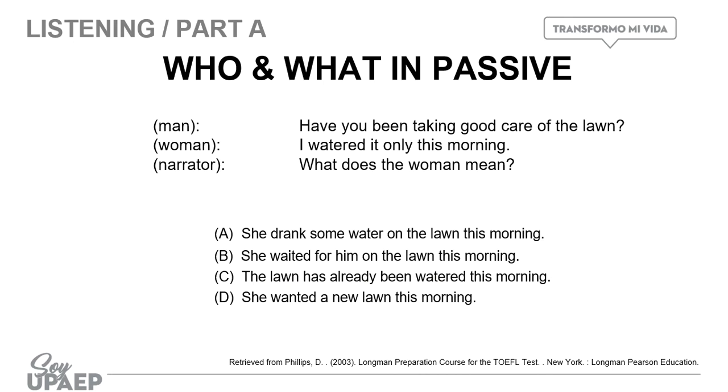Let's continue with this conversation. Have you been taking good care of the lawn? I watered it only this morning. What does the woman mean? Let's analyze what the second speaker said. Is the sentence in active or in passive? Yes, it is in active. Why? Because the order of the words is subject, verb, and object. Take a moment to decide what the answer for the question is from the 4 options below. The answer to the question, what does the woman mean, is C. The lawn has already been watered this morning. If you notice, the sentence is in passive voice.